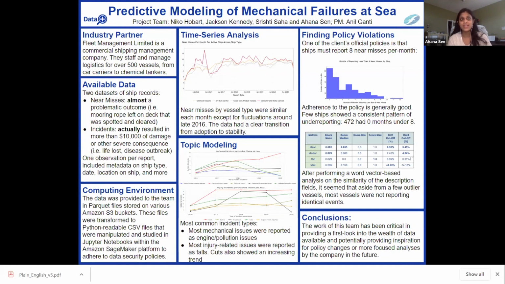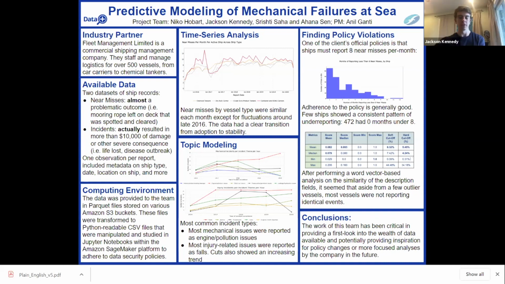So we were working with data related to those, text fields that were filled out by people on the ships when those incidents occurred, as well as data about where and when it occurred, and other metadata like that. We were mostly working within Amazon's SageMaker platform, which was basically Jupyter notebooks, but provided an interesting insulated way to do work that was, I think, new to most of us.